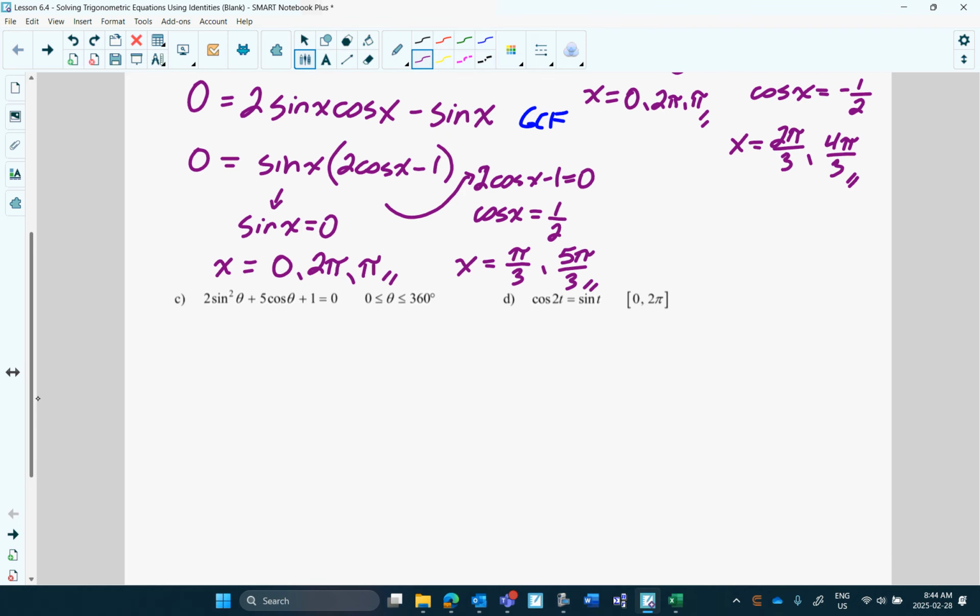This next one, well, there's no double angle identities because there's no 2 theta, but it's different than what we're normally used to because we're normally used to seeing all sine or all cosine, right? And then we can factor those. But we don't know how to factor when we've got a sine squared and cosine in the middle. Is there anything we can change to make it all sine or all cosine?